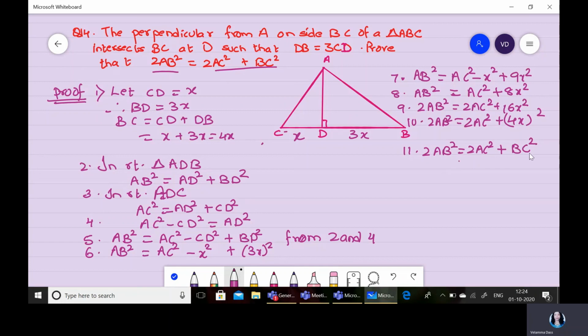So thus we have proved very easily that LHS equals RHS. So here we have just substituted using Pythagoras theorem and you have to focus on what we require. I have concentrated on LHS and manipulated my RHS according to what we have to prove.